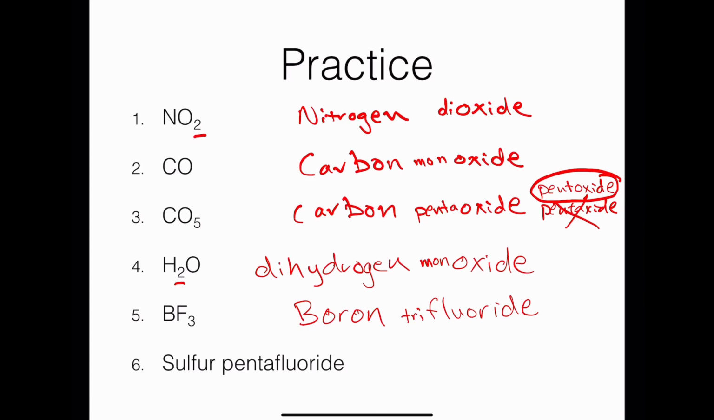Sulfur pentafluoride. Sulfur we know is S. Fluoride we know comes from fluorine. And we know that penta means 5. So this now becomes SF5.